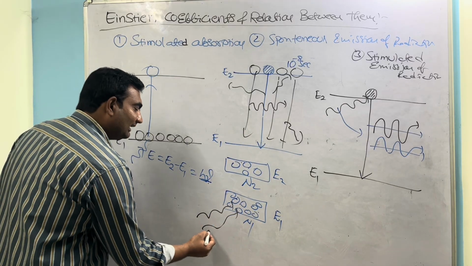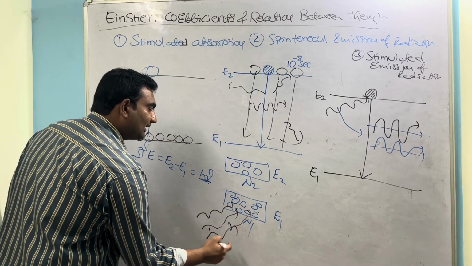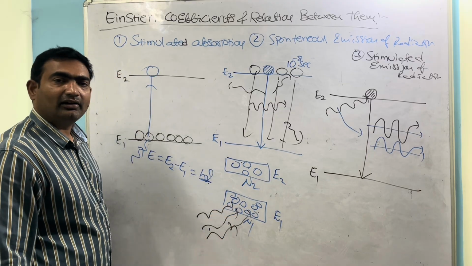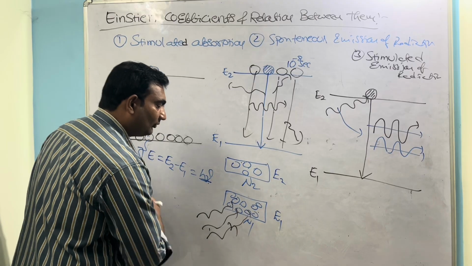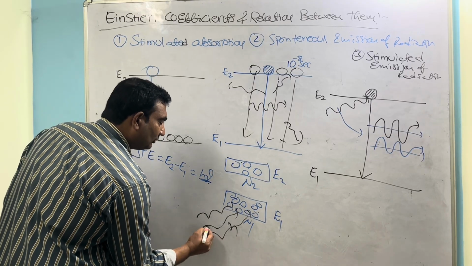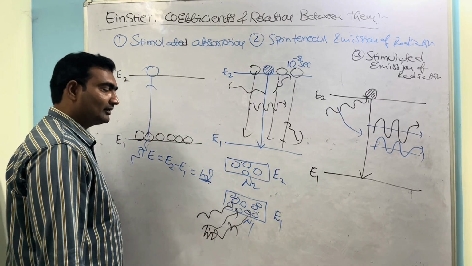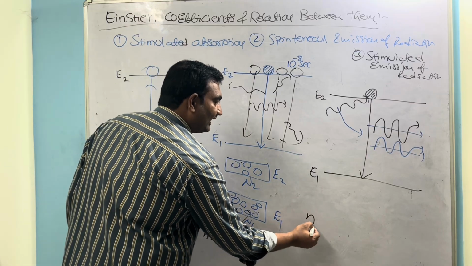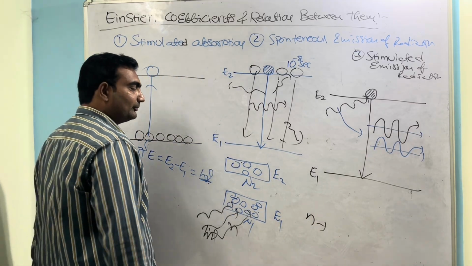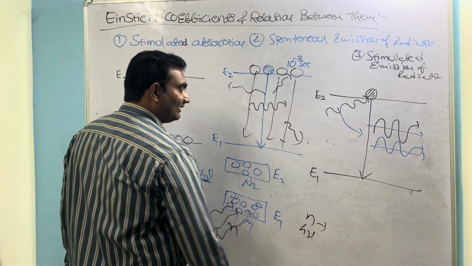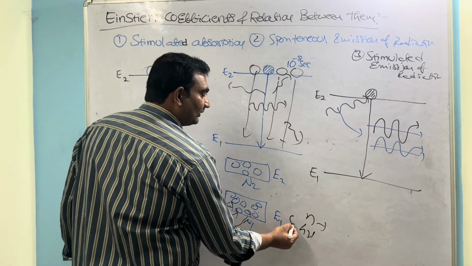Photons. Let small n be the number of photons incident on the E1 energy level per unit volume, each with an amount of energy h nu. So here, what is n? The number of photons falling on unit volume. And what is h nu? It's the energy.